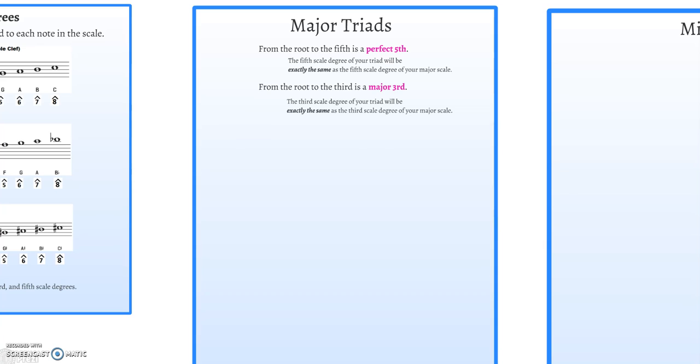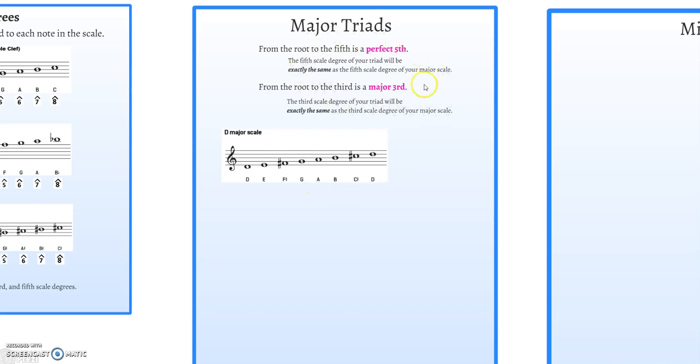Let's take our first example. D major scale. D, E, F sharp, G, A, B, C sharp, and D. We really only care about the first, third, and the fifth. So that's D, that's the first scale degree. F sharp, that's the third scale degree. A, that's the fifth scale degree.